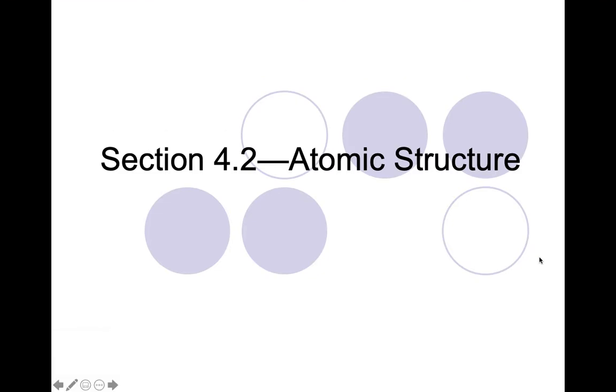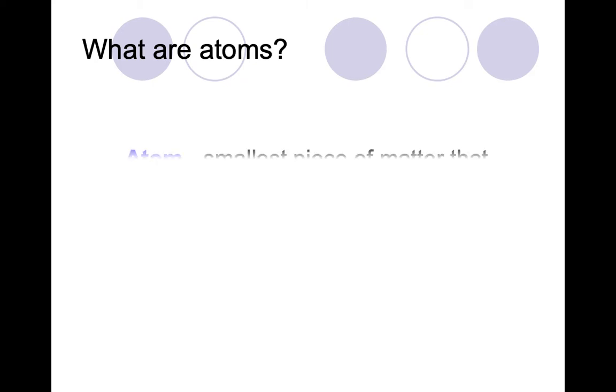Talking about atomic structures. We're going to be looking at the atom and the three subparticles, which are protons, neutrons, and electrons, and how they make up the properties of an atom. So first, what are atoms?